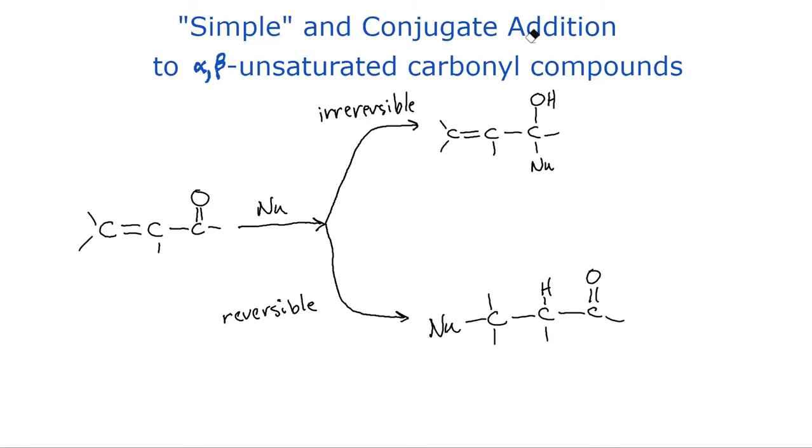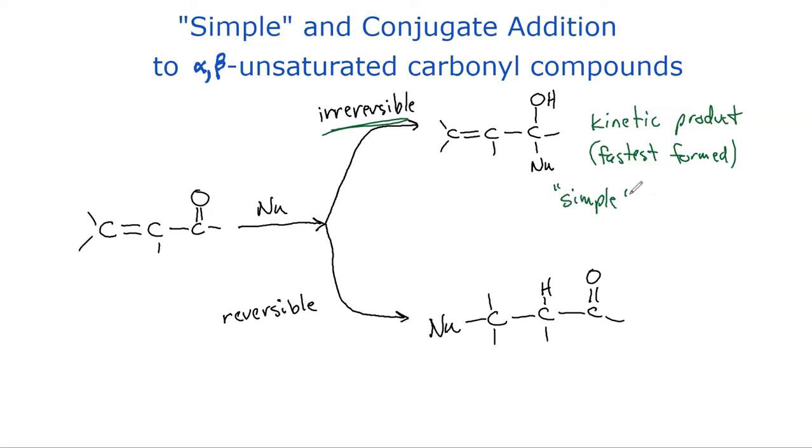Now, it's worth noting that in this case, the irreversible route produces what's called the kinetic product, and that's just simply the fastest formed. The nucleophile goes to where it's easiest or quickest to react, which is at the carbonyl, and since it adds irreversibly, we're stuck there. This is also what we would call simple addition, because it's what we already know to do with carbonyls in the absence of that alkene.